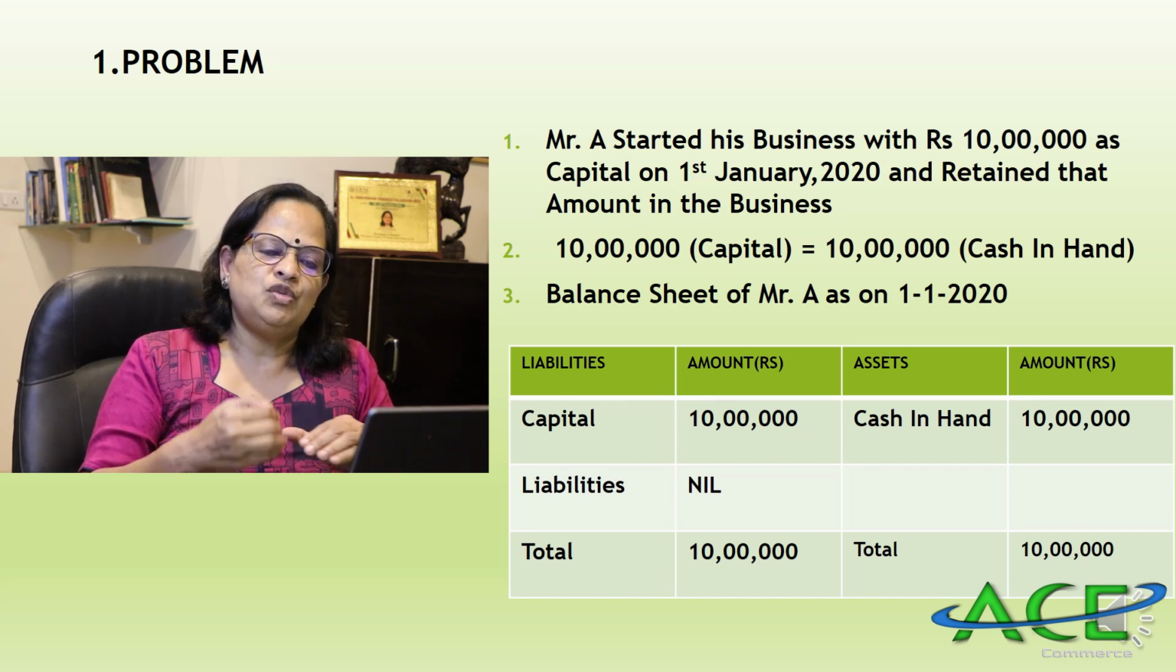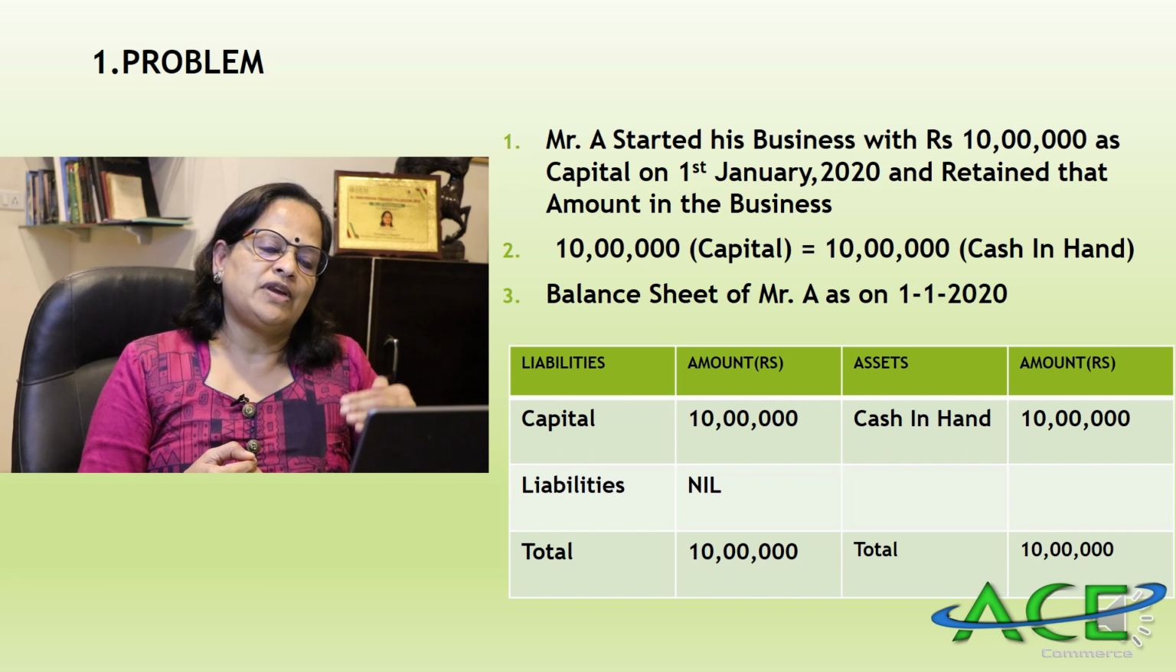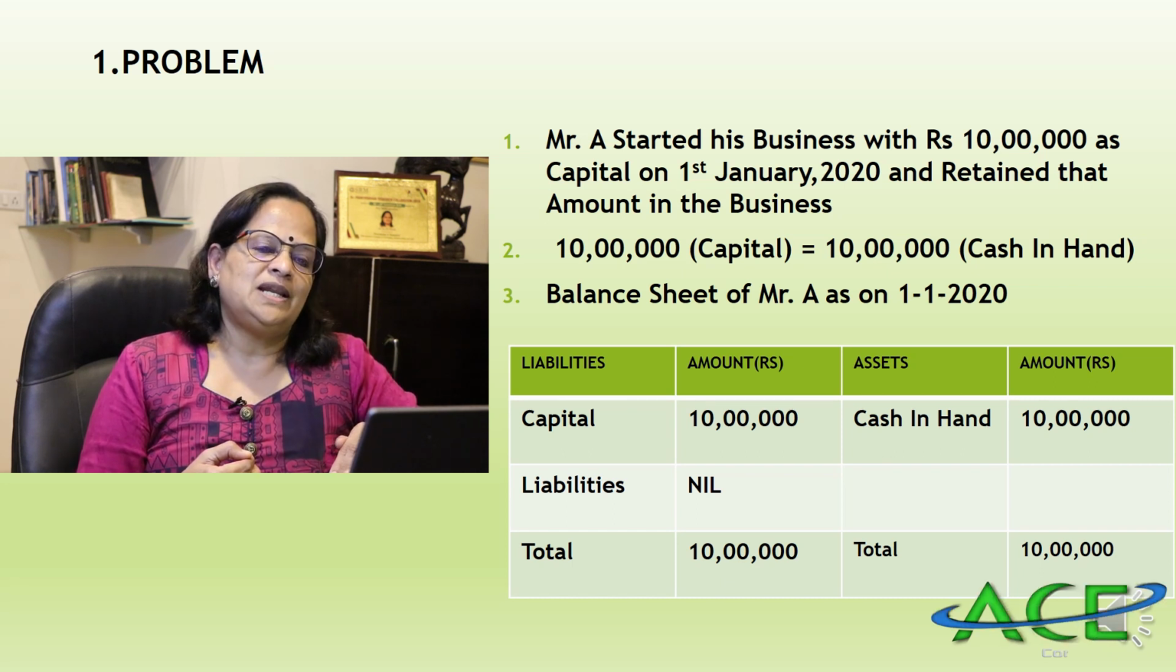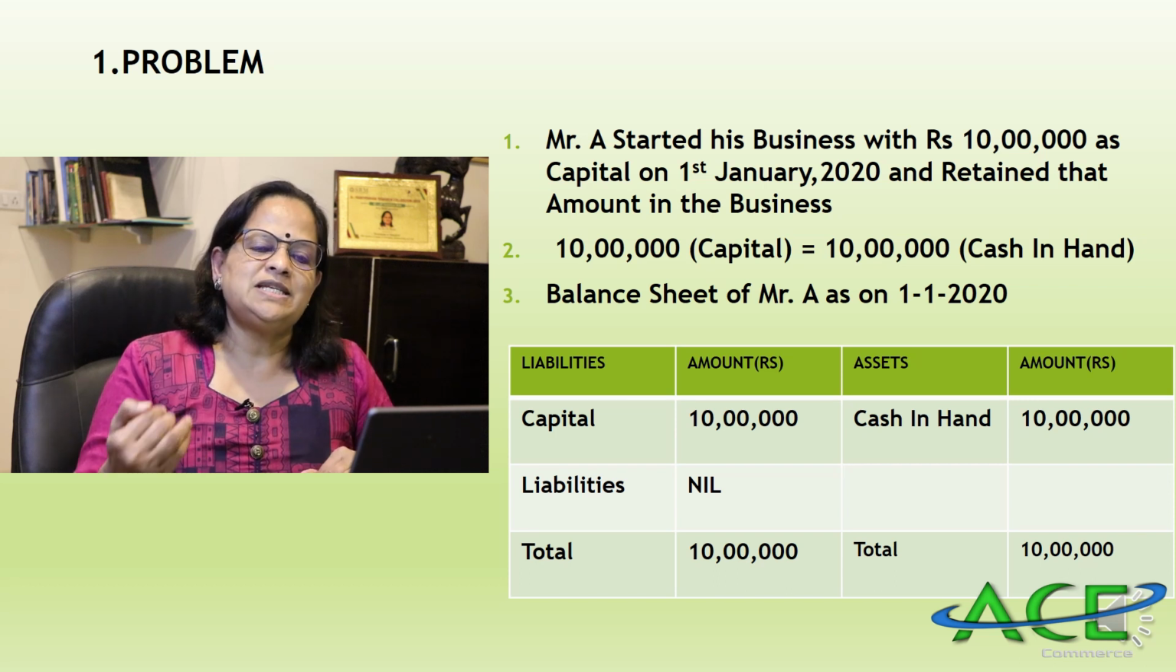If you present the balance sheet, on the liability side you have capital 10 lakhs, liabilities are nil, and the total of the balance sheet will be 10 lakhs. On the asset side you have cash in hand 10 lakhs, and the total of the asset side will be 10 lakhs.